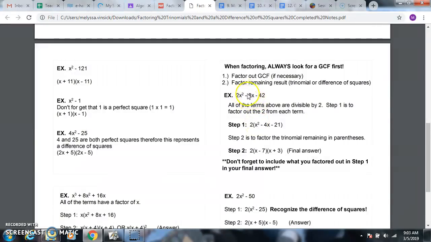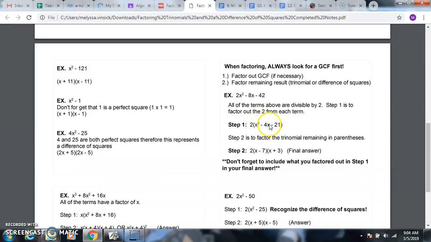Negative 8x divided by 2 is negative 4x. Then I had a negative 42. I'm dividing it by 2, so it leaves me with a negative 21. So all I did was divide each one of the original terms by 2 to get my new trinomial. That's step number 1. That was factoring out this GCF of a 2. Now, step number 2 is to check and see if this trinomial will factor any further.